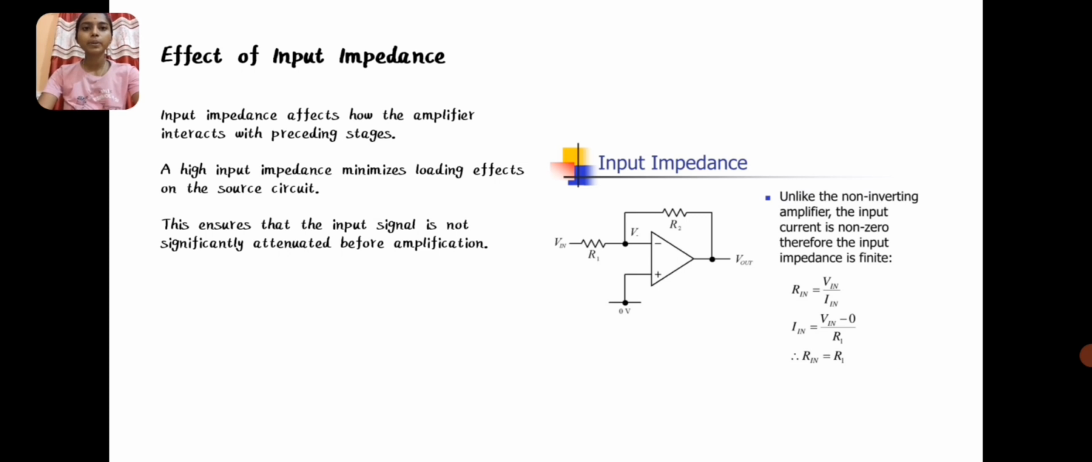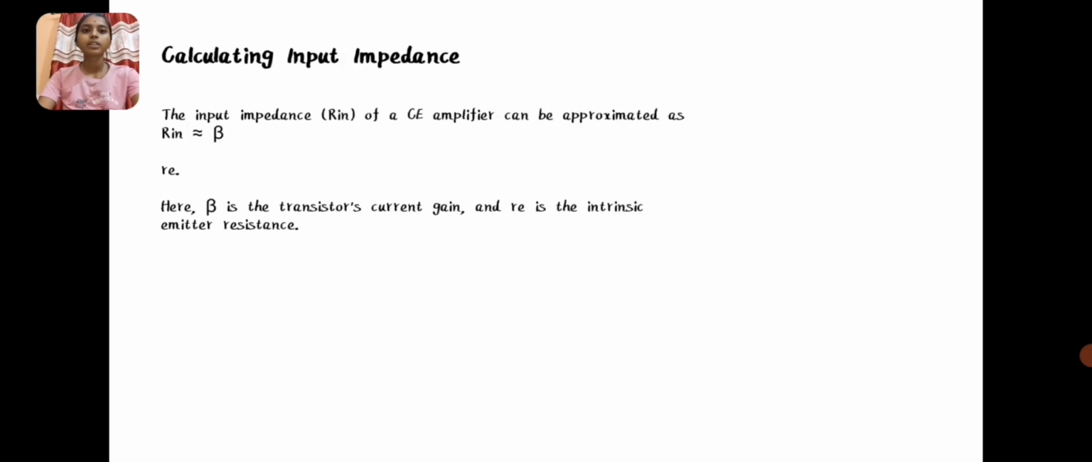Effect of input impedance. Input impedance affects how the amplifier interacts with the preceding stages. A high input impedance minimizes the loading effect on the source circuit. This ensures that the input signal is not significantly attenuated before amplification.